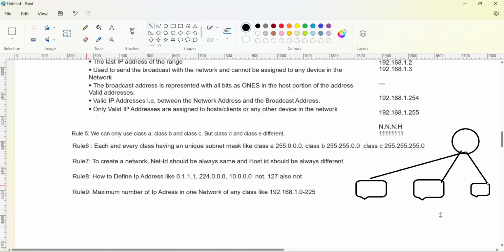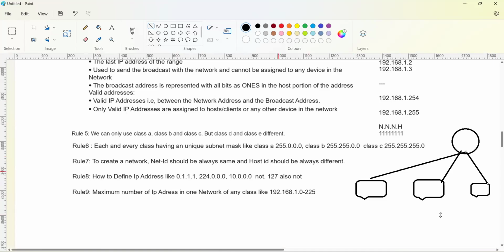And rule 8, how to define IP addresses. We cannot define IP addresses like 0.1. We cannot use this 0. And we cannot use 254 here. This is a multicast IP address. And we cannot assign 10.0.0.0. This is the network IP address. And we cannot assign 127 either, because it's a loopback IP address.